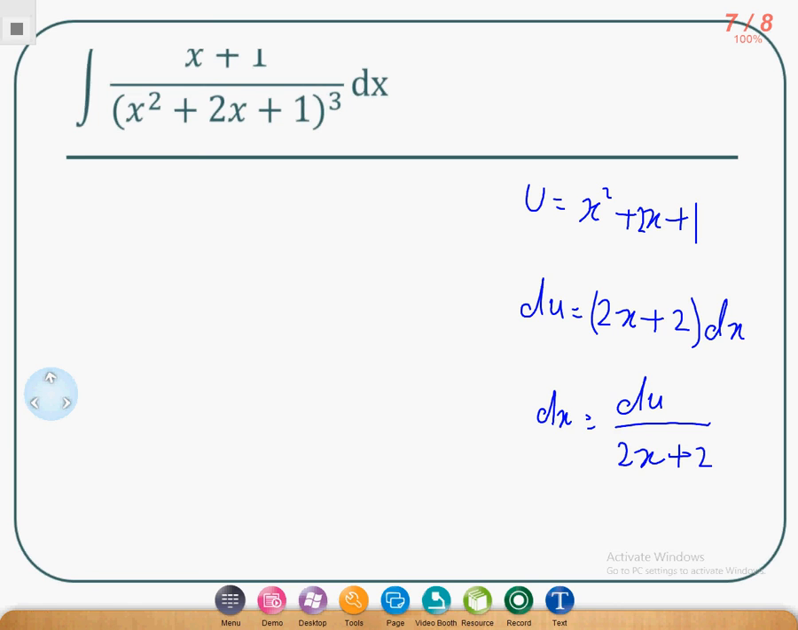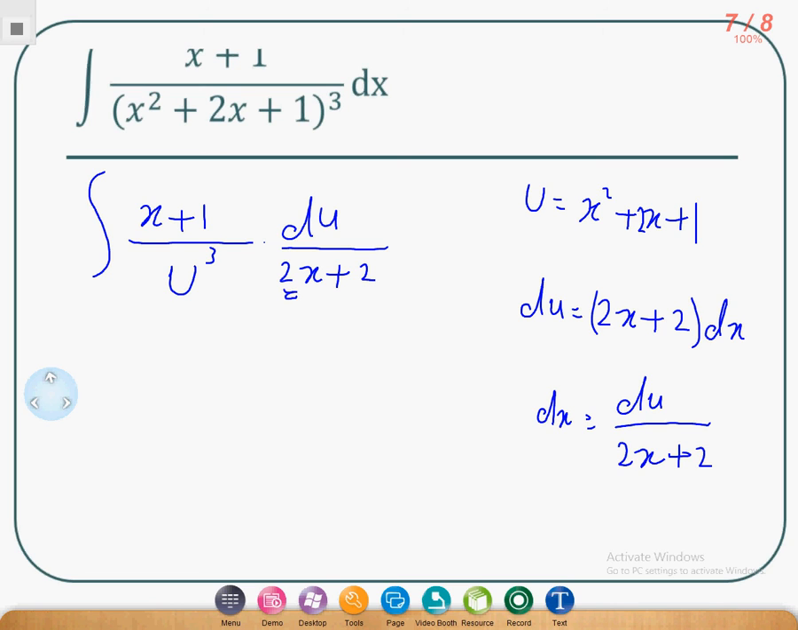Now, excellent. I heard someone told me substitute. x plus 1, leave it. u, instead of x squared plus 2x plus 1, don't forget to put the power. What about dx? It will be du over 2x plus 2. You told me, mister, I have to simplify. Where the simplification? Look up x plus 1. Look down 2x plus 2.